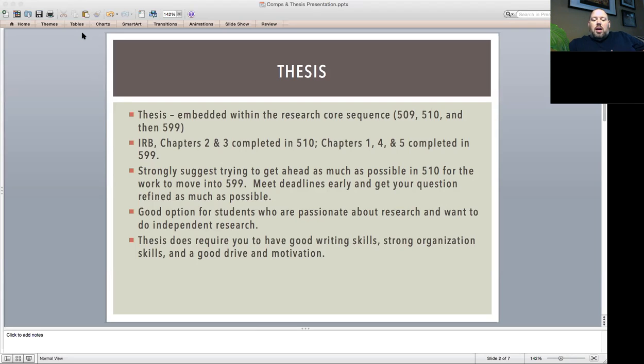The thesis is a great option for students who are passionate about research or want to do independent research down the line. So many students think that if you are interested in doing an EdD or a PhD down the road, that you have to do a thesis. And what I want to say to that is that's actually a myth. So you do not need to do a thesis in order to be accepted into a PhD program or an EdD program down the line.